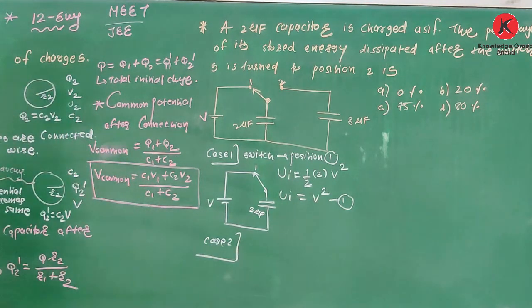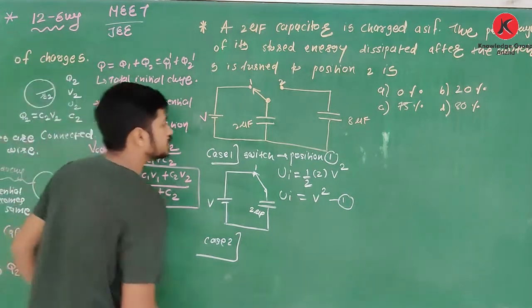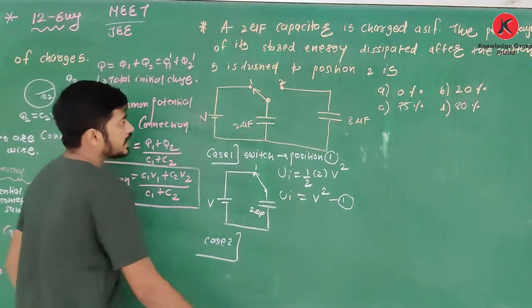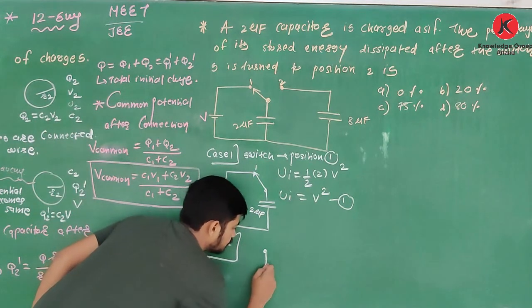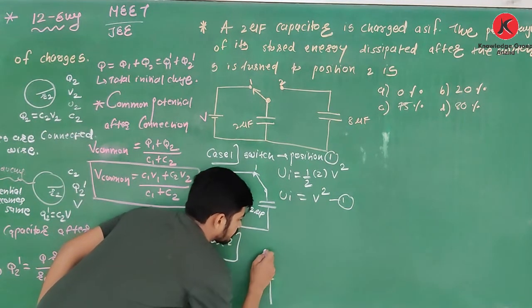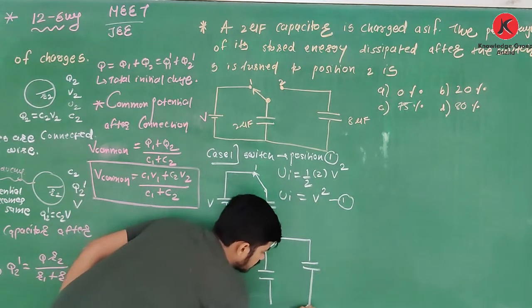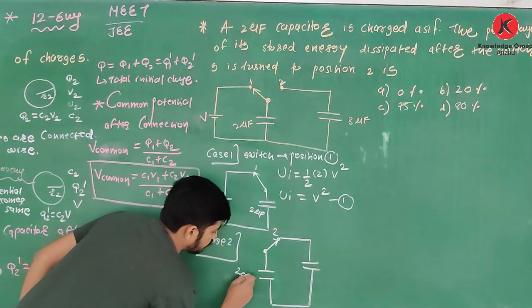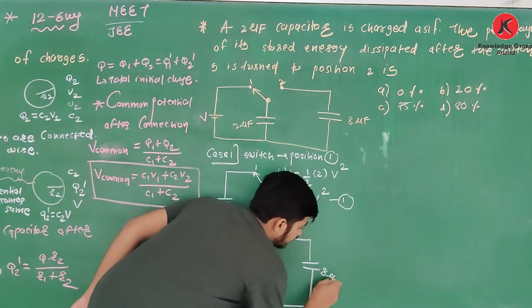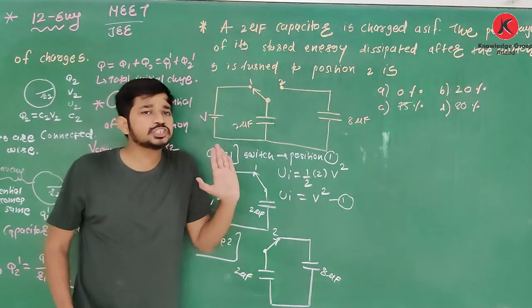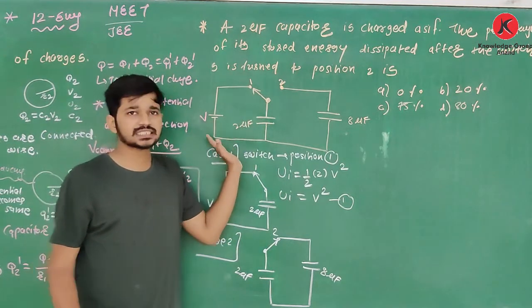Okay, when the switch is turned to position 2, what happens? See, this switch is turned to position 2. It is 2 microfarad, it is 8 microfarad. Now as this switch is turned to position 2, it is disconnected.